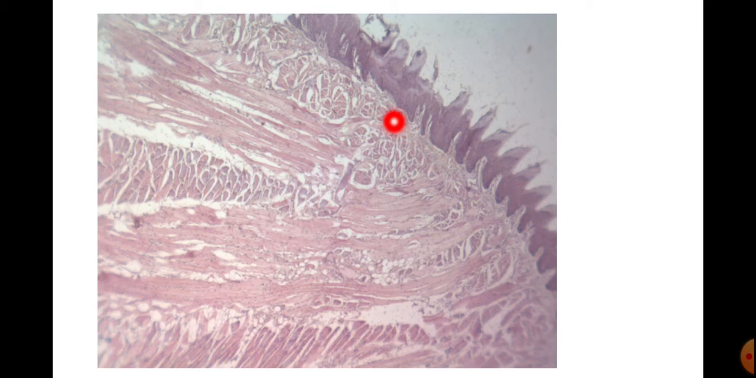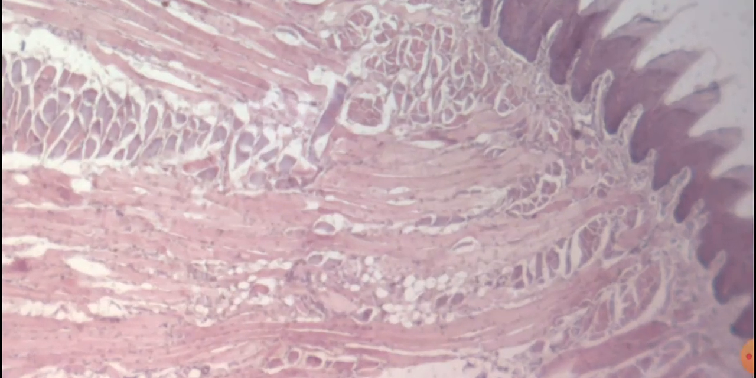Underlying the epithelium there is connective tissue. Underlying the connective tissue are a number of muscles. The muscles present here are longitudinally cut muscles and transversely cut muscles.